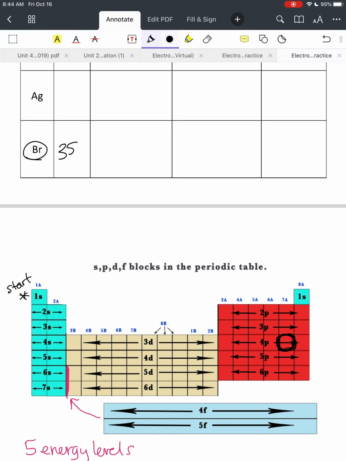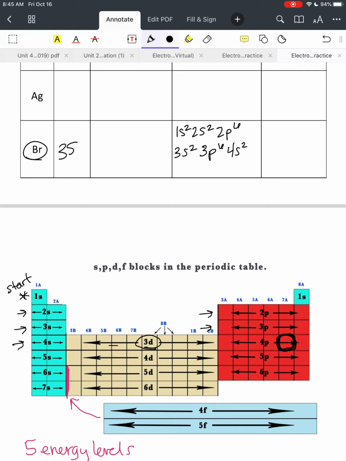So again, I'm always going to start here, 1s. How many boxes are on that 1s? It has 2. Then I'm going to the next row, 2s. How many boxes? 2. Then I keep going, 2p. How many boxes? 6. Then I keep going, 3s. How many boxes? 2. 3p. How many boxes? 6. Okay, keep going. 4s. How many boxes? 2. And then look here.